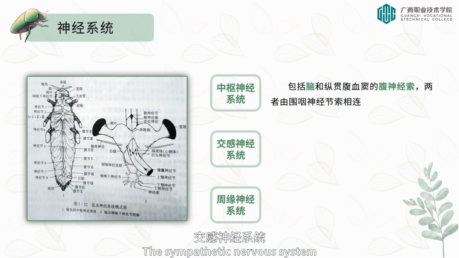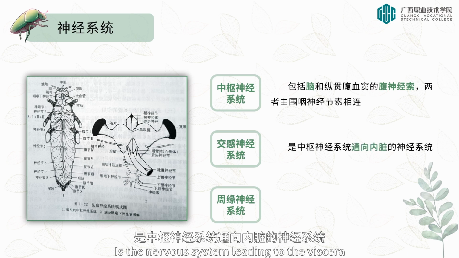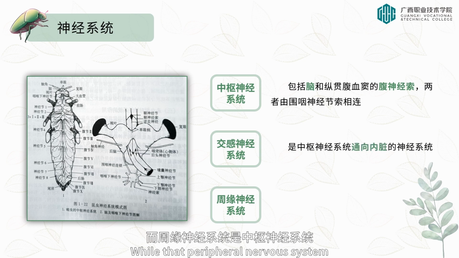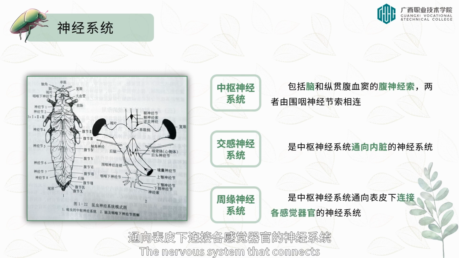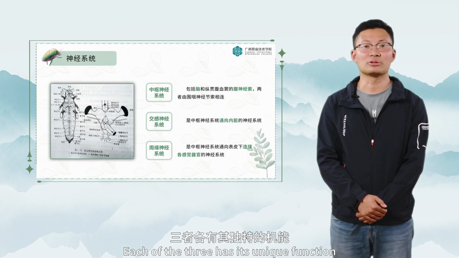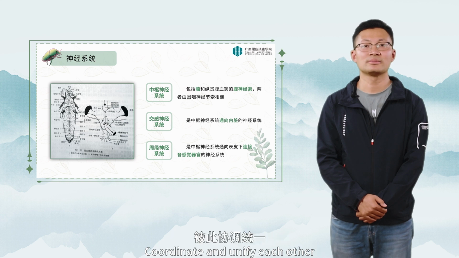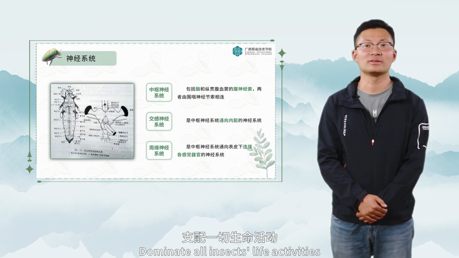The sympathetic nervous system is the nervous system leading to the viscera, while the peripheral nervous system is the nervous system that connects the central nervous system to the sensory organs under the epidermis. Each of the three has its unique function, and they coordinate and unify each other, dominating all insects' life activities.